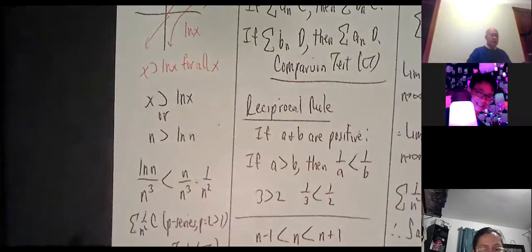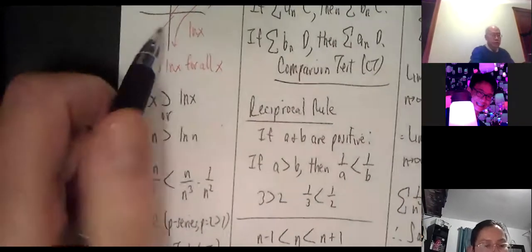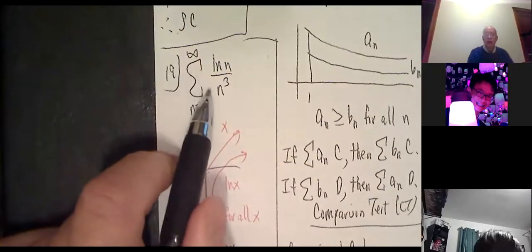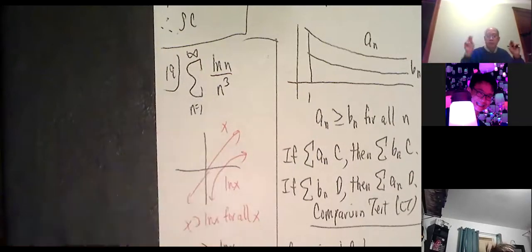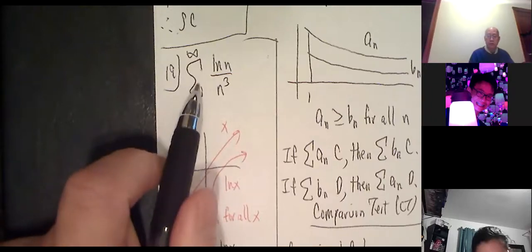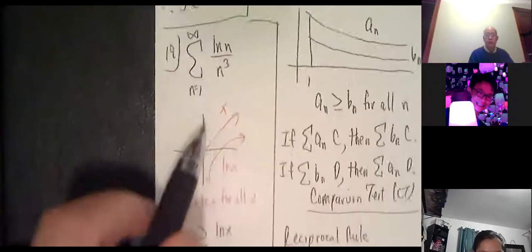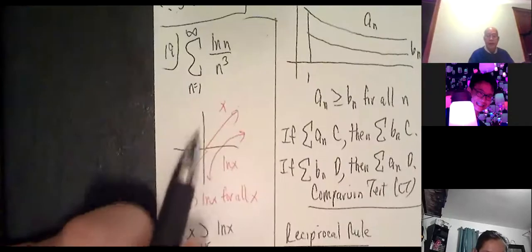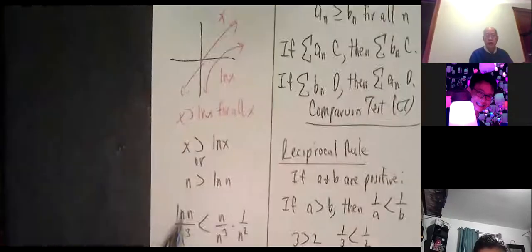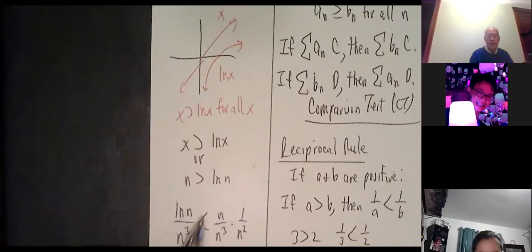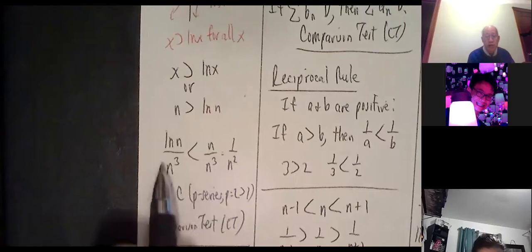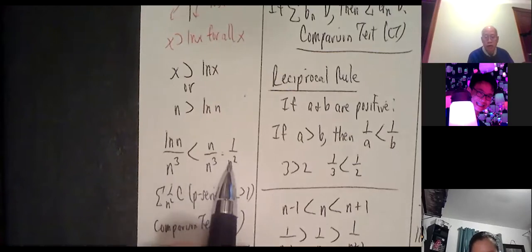Okay. What I'm really doing is I'm changing the problem. I think it'll converge. I'm going to find a bigger series which I know converges. Based on this logic, if you look at the graph, x is bigger than ln x, right? So I have ln n less than n divided by n cubed, 1 over n squared. So this thing is smaller than 1 over n squared.